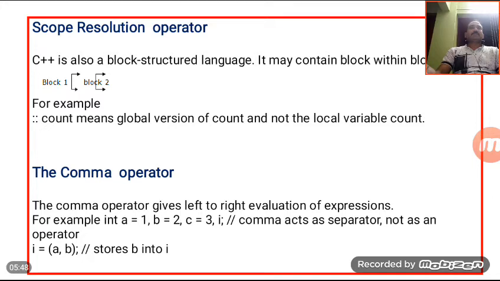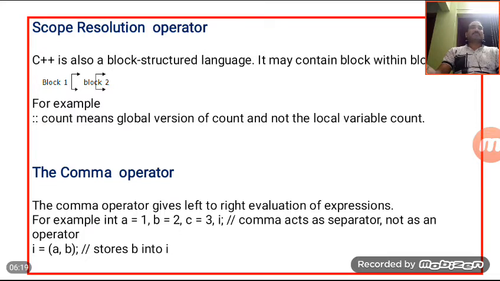Next operator is a scope resolution operator. C++ is also a block structured language. It may contain block within block as shown in figure. Declaration of a variable in an inner block hides the declaration of the same variable in an outer block. Therefore, each declaration will refer to a different data object. Scope resolution operator can be used to uncover a hidden variable.